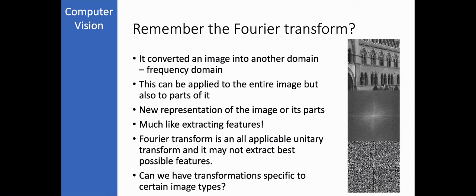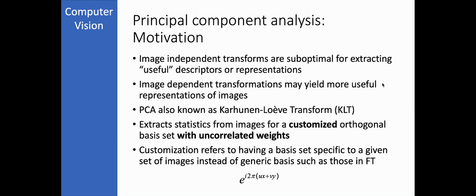Now, the Fourier transform is an all-applicable generic unitary transform. And obviously, it may not extract the best possible features. It only looks at the sinusoids. But the idea is, can we have transformations specific to certain image types that can be used for such purposes? One example is principal component analysis.